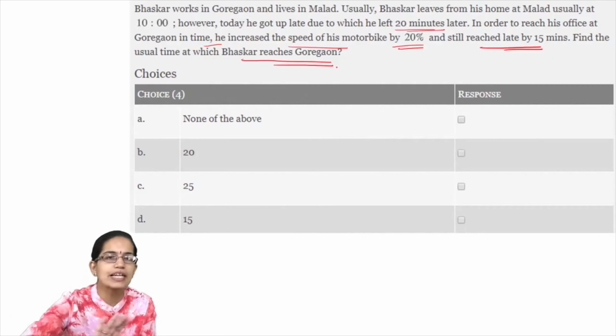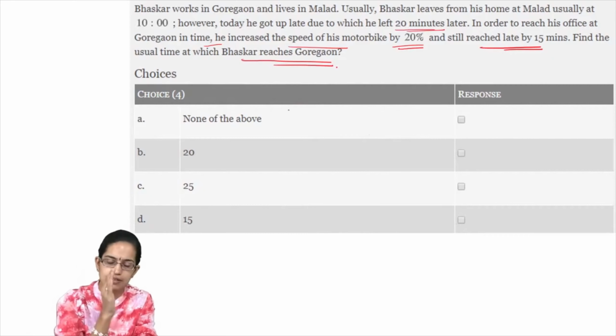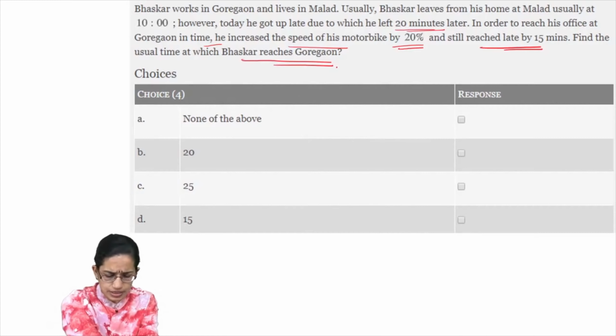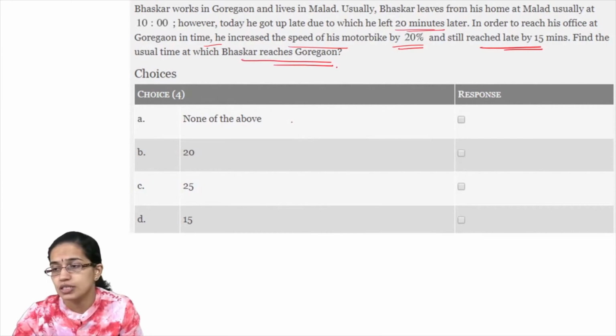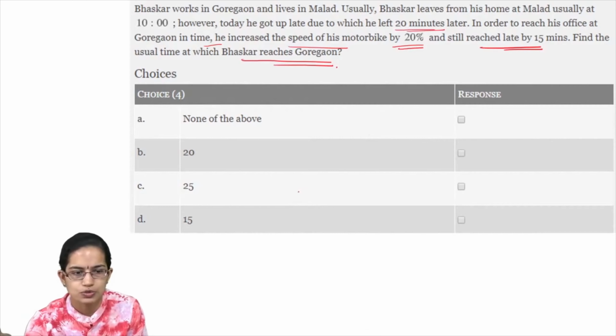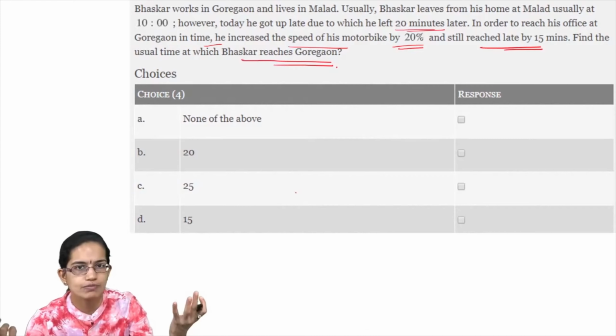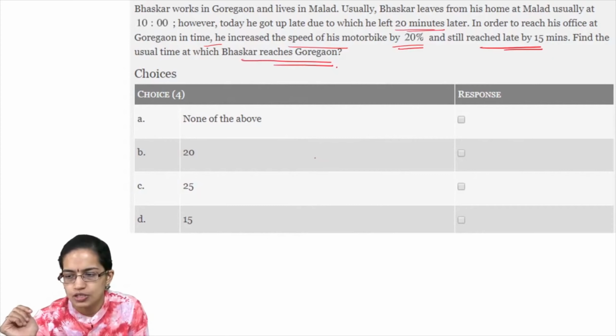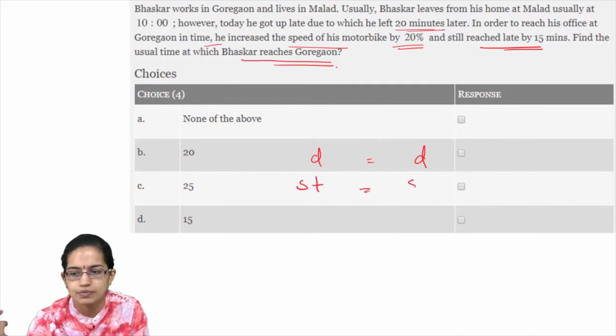Now this is a speed time problem that we would cover when we would be covering our sections on arithmetic. We have not so far done it. Now understand this question. Bhaskar works, so we will understand two scenarios. One is the distance covered in both the scenarios would remain the same, but my speed and time in one scenario and speed and time in other scenarios are different.